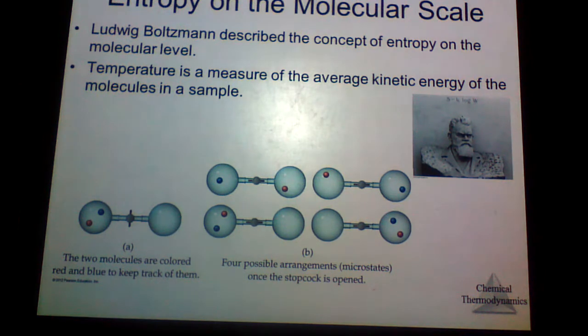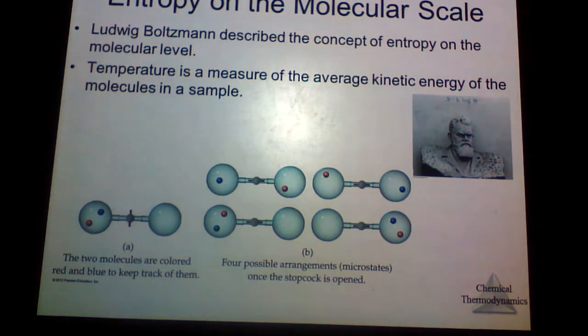Boltzmann. We've heard about Boltzmann before when we were talking about kinetics and thinking about how molecules are moving on a molecular level. So Boltzmann described the concept of entropy on a molecular level. And for that molecular level, let's talk about these arrangements here. In part A, I have 2 flasks that are connected by a stopcock. And I have 2 molecules, one's colored red, one's colored blue, and all of them are over here on the left side, and the stopcock is closed.